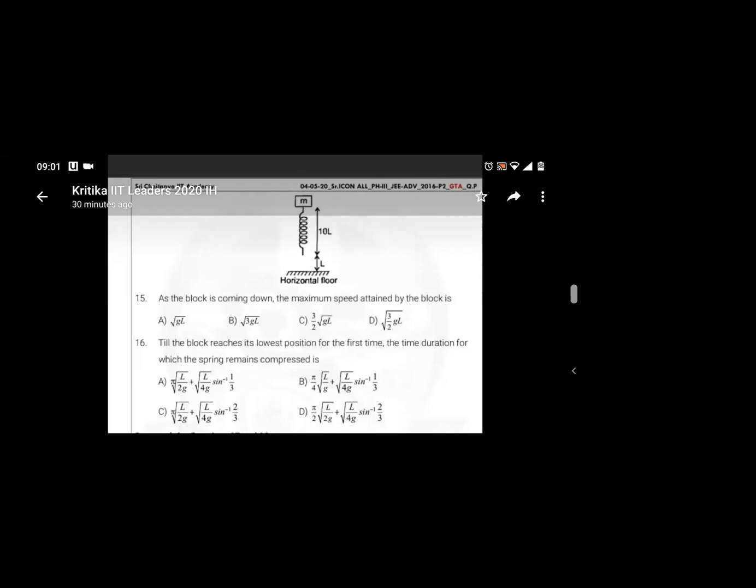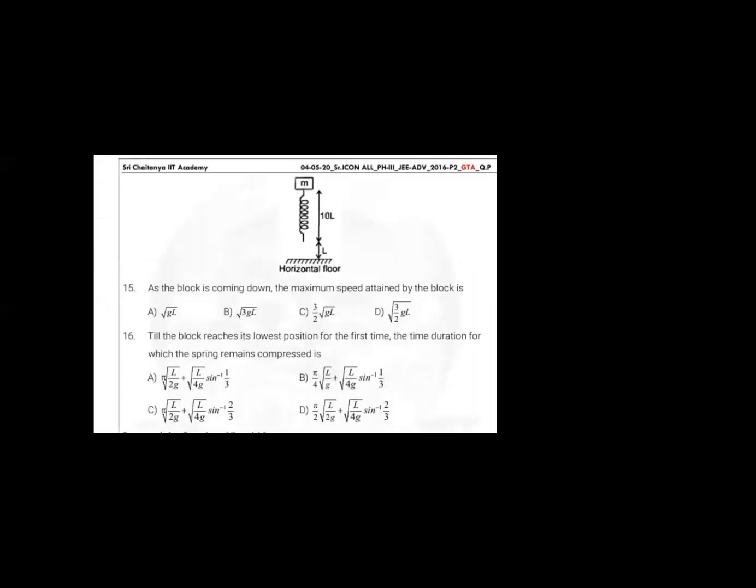So this is a good question, Arman and Dhruv, you can also try it out. Understood the question now, all of you? Hope the question is clear. Just try this out now. Don't worry about the options. The important thing is, along with this, the other data given is the spring constant, which is 4 mg by L. So just use that data to try this question out.